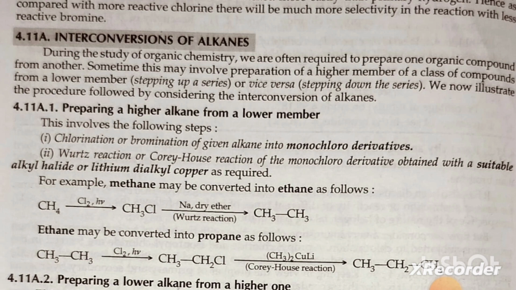For example, methane may be converted into ethane as follows. CH4 in the presence of Cl2, hv gives rise to CH3Cl. In the presence of sodium, dry ether, Wurtz reaction gives rise to CH3CH3. Ethane may be converted into propane as follows. CH3CH3 in the presence of Cl2, light gives rise to CH3CH2Cl. In the presence of (CH3)2CuLi, Corey-House reaction gives rise to CH3CH2CH3.